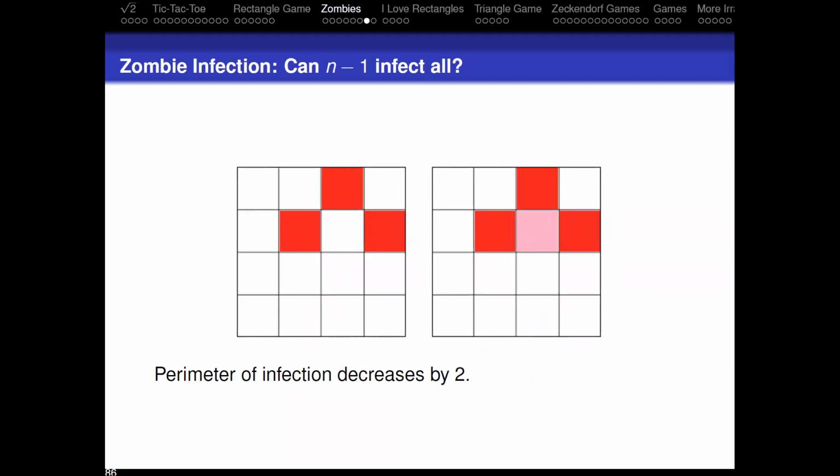We had 3 external walls. They all become internal walls, and then 1 wall that wasn't there before becomes a wall. So we gained 1 wall and lost 3. So the net change was we lost 2 walls. So do you agree that the perimeter of the infection goes down by 2 when we have 3 cells infected?